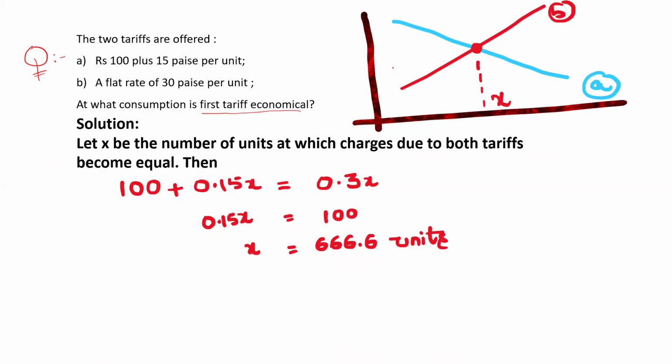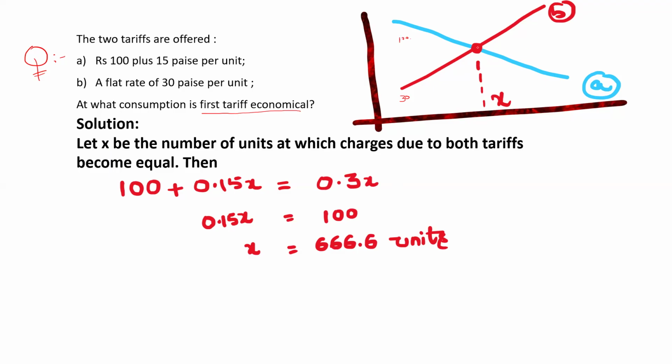Let's plot two graphs like this. Graph A is the blue colored one and graph B is the red colored one. B is the flat rate, which starts from 30 paise per unit. A starts from 100 rupees.